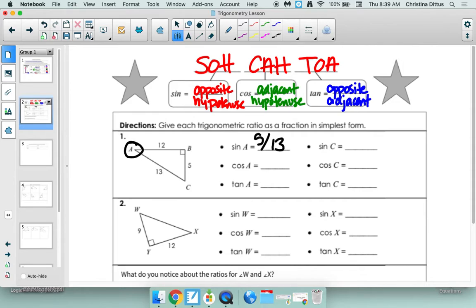If I want to find the cosine of A, cosine is my adjacent over my hypotenuse. What number is adjacent to this angle? 12. And my hypotenuse again is 13. The tangent is opposite over adjacent, so looking at that angle A again, it tells me which one's opposite. 5. Which one is adjacent? 12. And I can't reduce any of those, right?